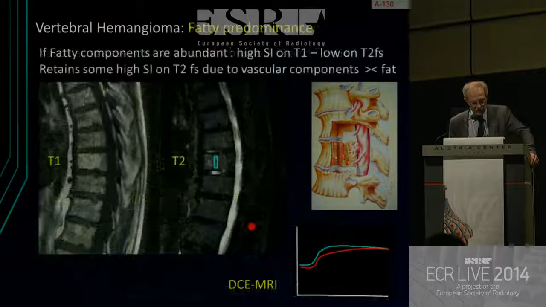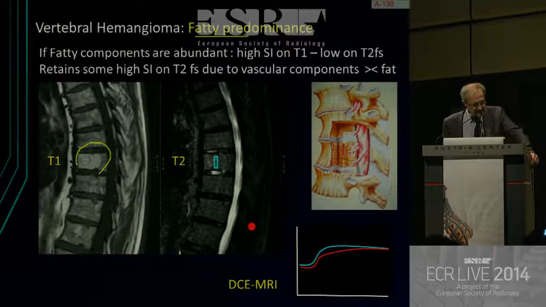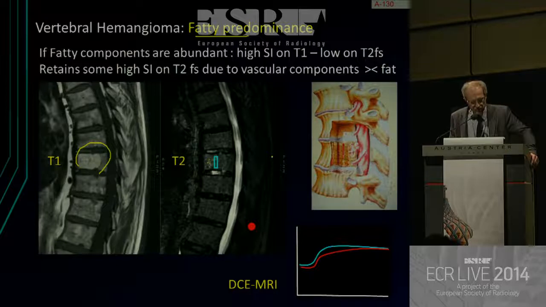There is another type with more fatty predominance. And this one has a high signal intensity on T1 and a lower signal intensity, but still with some white spots within it, which are composed of vascular components. So this is the more fatty predominant hemangioma.